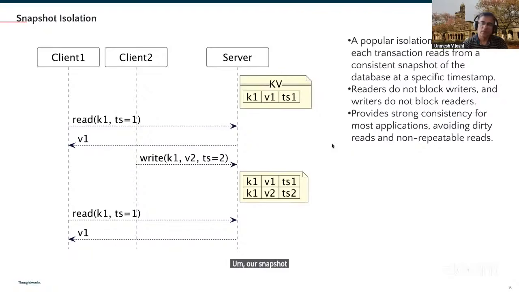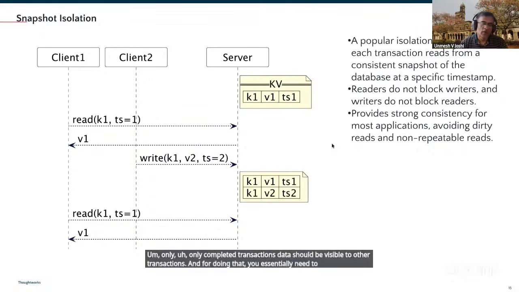And snapshot isolation is a very popular and prominent implementation pattern in practically all databases, distributed as well as single node. And the reason is that when you need to provide this kind of isolation, so that means that same data that's touched by two concurrent requests should not get corrupted, or only completed transactions' data should be visible to other transactions. And for doing that, you essentially need to hold locks.